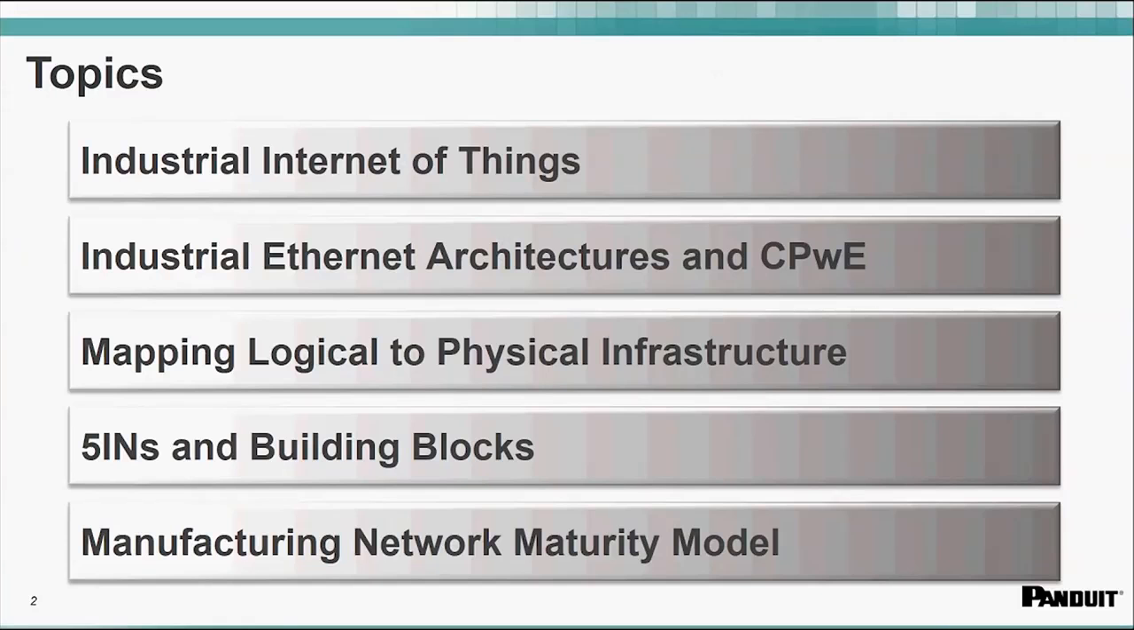During this webinar, I will be going over a brief discussion of the Industrial Internet of Things and its impact on Industrial Ethernet. This will be followed by reference architectures like Converged PlantWide Ethernet. I will then tie together the logical reference architectures with the physical infrastructure leading into a Panduit 5-ins breakdown and the network building blocks. I will close with the manufacturing network maturity model, providing a path for IIoT deployment.